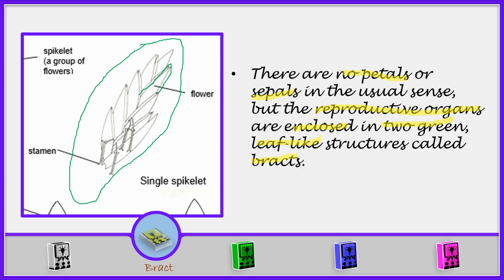So when you look here, you will see at least the anthers and the filaments. They are hanging out. Here you can see the filament and the anthers hanging out. They are coming out of the bract. We don't have petals. These structures which cover the reproductive organs, we call them bracts.